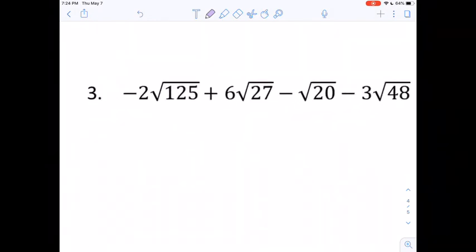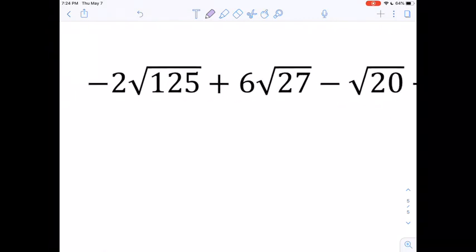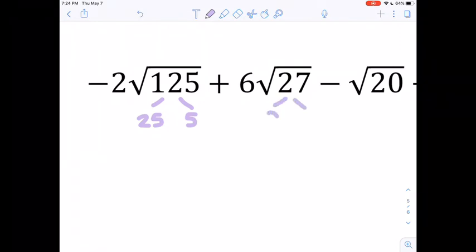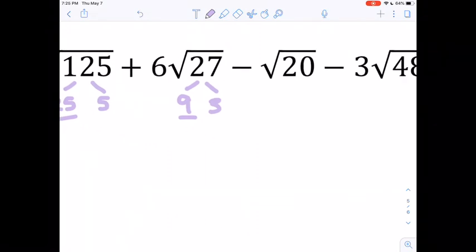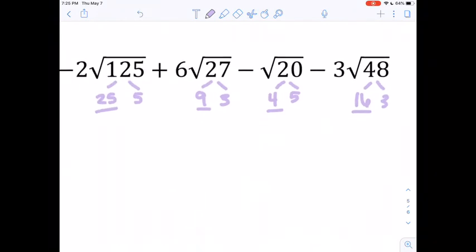Number 3. So I've got a lot of simplifying to do in this one. So if you don't want to rewrite it, you could literally split it up like this into the perfect square. So 25 times 5 I know is 125. 27 I know is 9 times 3, where 9 is the perfect square. Here's my perfect square. 20 is 4 times 5. And 48 is 16 times 3. And make sure you are fully simplifying these, okay?